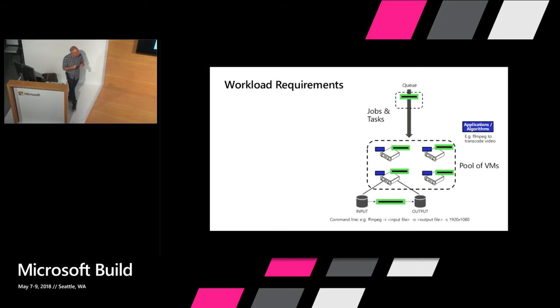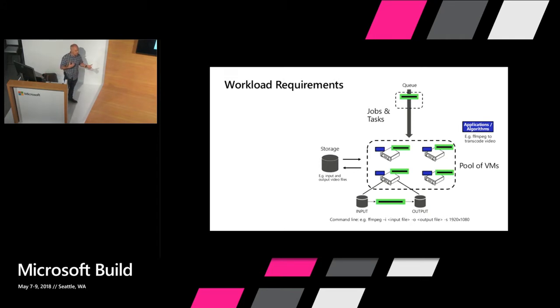So just to really highlight, the unit of execution here in Batch is really just whatever you can run on the command line in the VM. So you don't need to repackage your application. As long as it'll run on the command line, like ffmpeg here, take an input file, produce an output file, and some other parameters on the resolution, in this particular example, you can use that and specify that in Azure Batch.